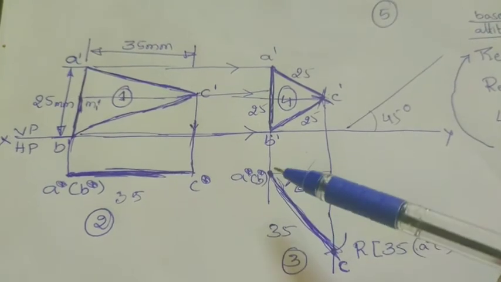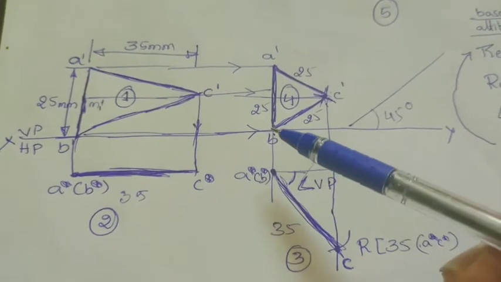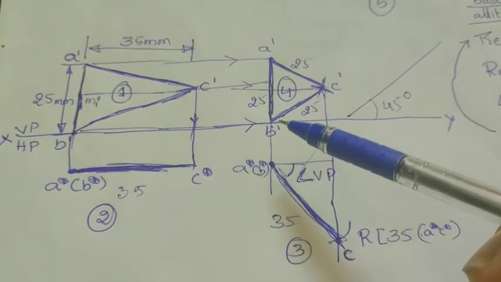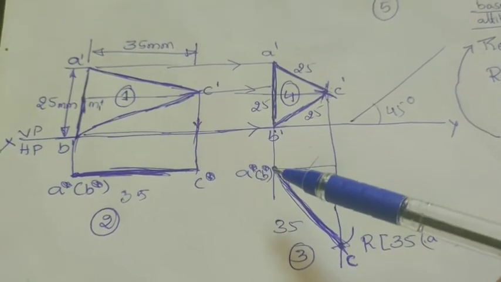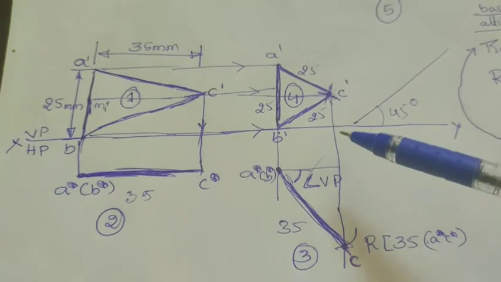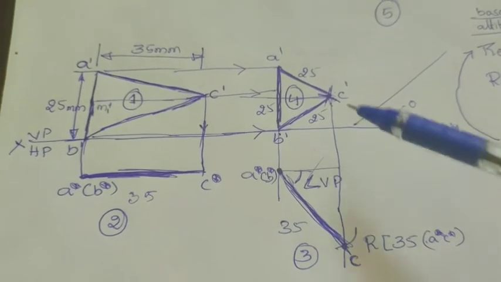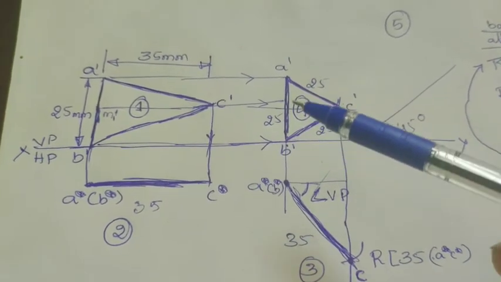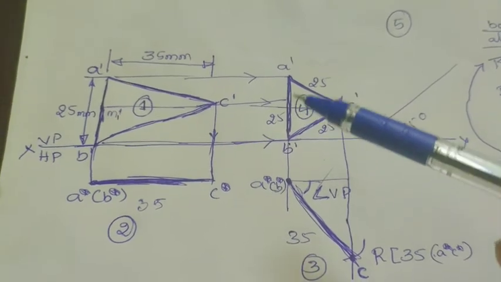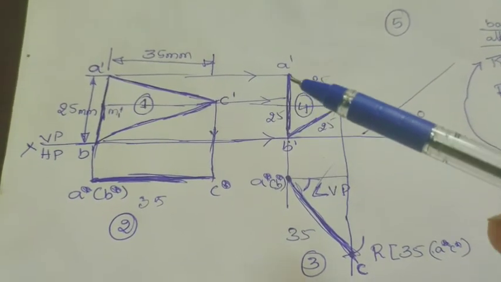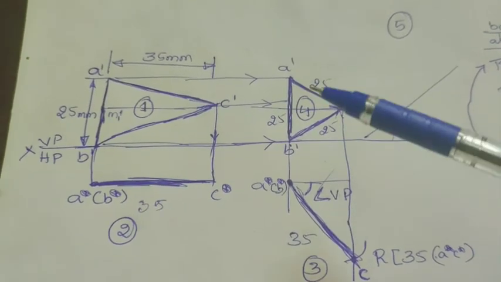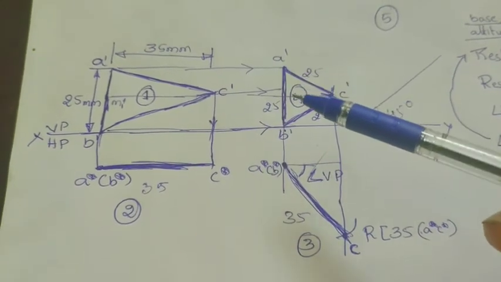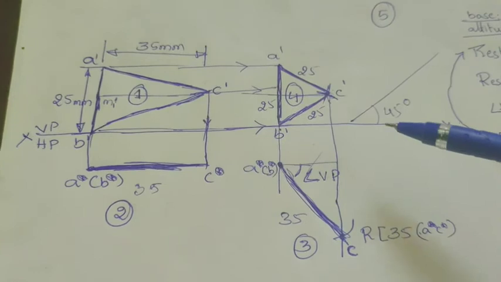You can see that over here line AB is having parallelity with respect to VP, whereas the other lines, A to C and B to C, are inclined with respect to the XY line. They make some angle with respect to VP. As A dash to B dash is perpendicular, which is 90 degrees with respect to HP, that line will always be at 0 degrees with respect to VP, and vice versa. If a line is perpendicular to VP, then it will be parallel to HP.